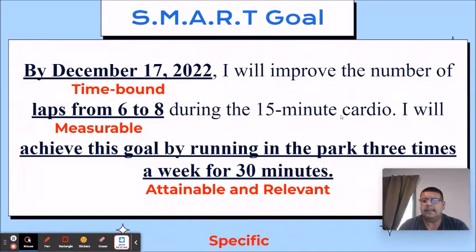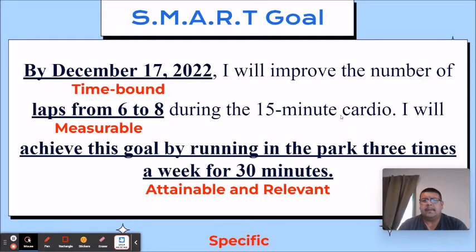All right, so this is an example of a SMART goal. Now in PE, we are doing the 15-minute cardio, correct? That's right. That means, how many laps can you complete in 15 minutes? In this example, the SMART goal says: by December 17, 2022, I will improve the number of laps from 6 to 8 during the 15-minute cardio. I will achieve this goal by running in the park 3 times a week for 30 minutes.